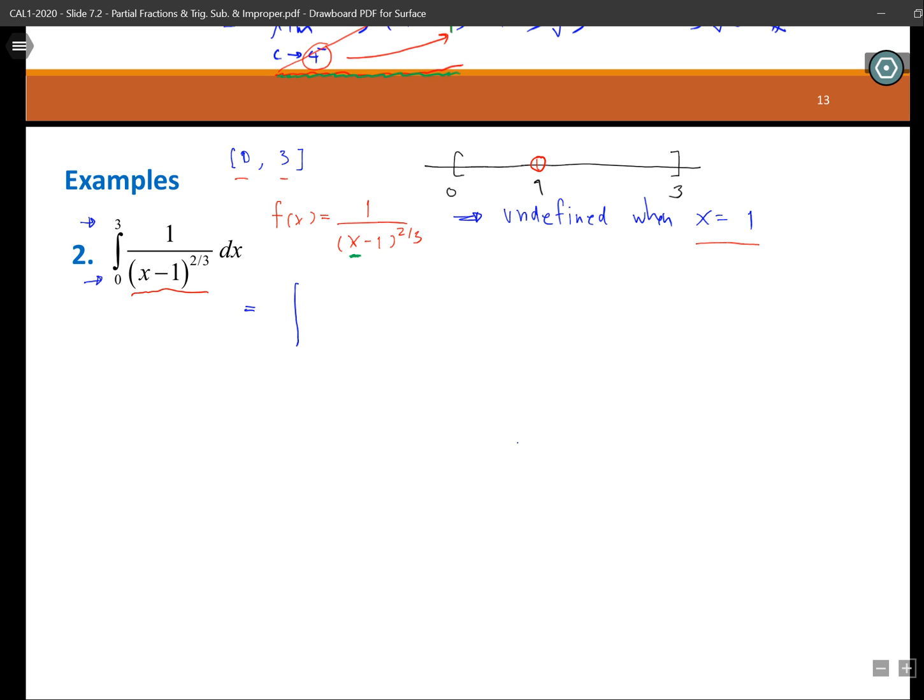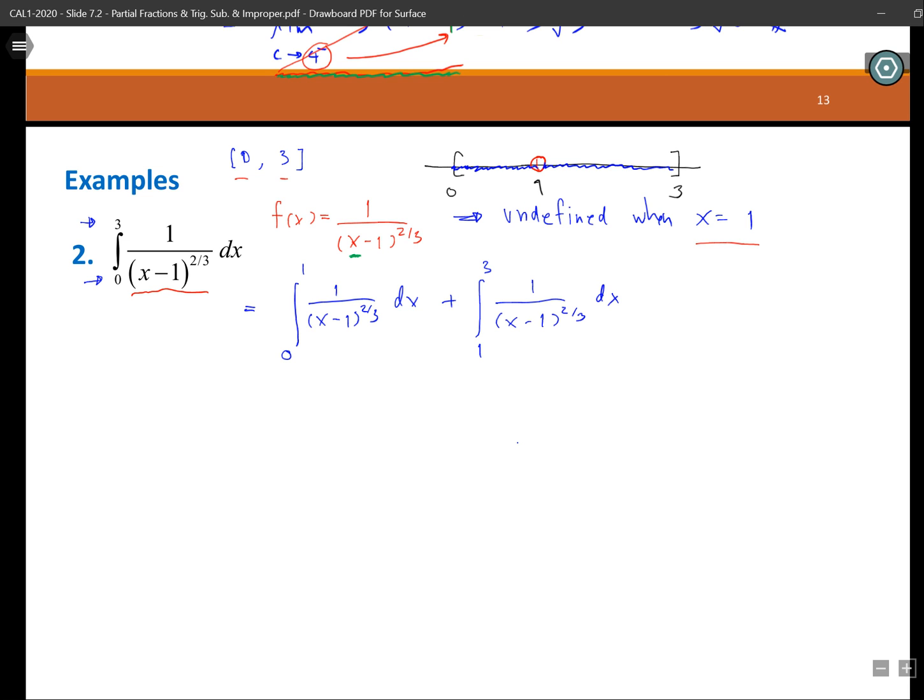First term of the integration, we are going to integrate from 0 to 1, and everything else is the same: 1 over (x minus 1) to the power of 2 over 3 dx. And then another integration starting from 1, the point with the problem, and ends at 3. 1 over (x minus 1) to the power of 2 over 3 dx.